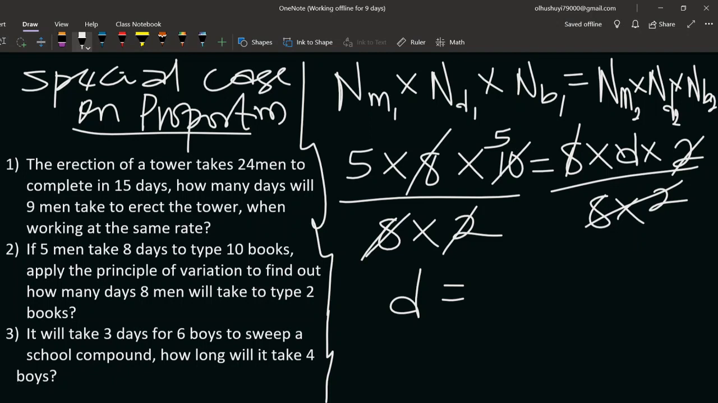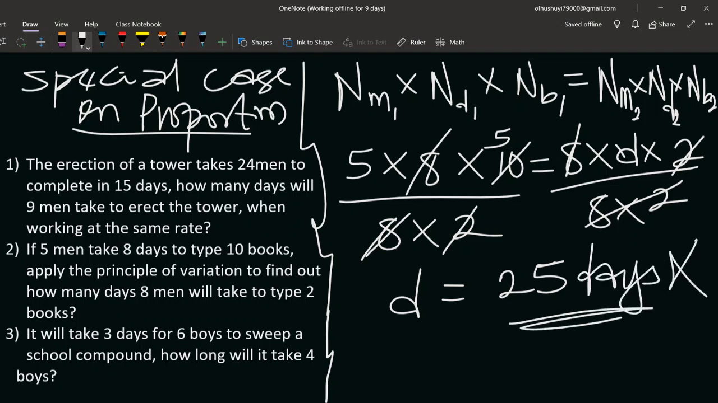So we have this cancel out this cancel out this. What do we have there? The number of days can be equal to, so D can be equal to 25. 5 times 8 times 10 is equal to 8 times 2 times what? Which we don't have. Okay, good. So we have 25 days. And this is all wrong.